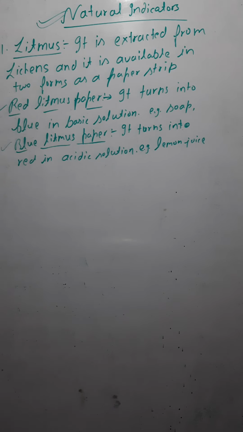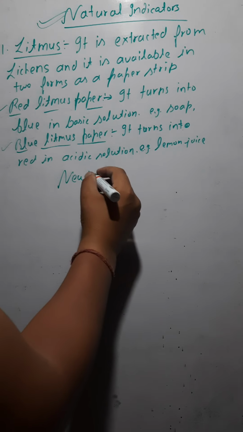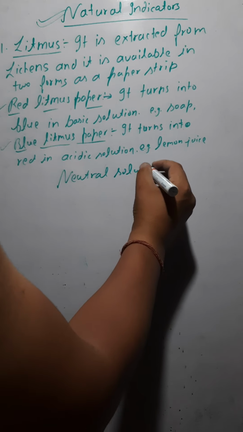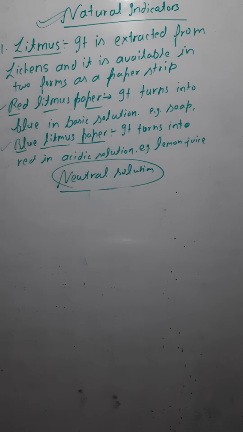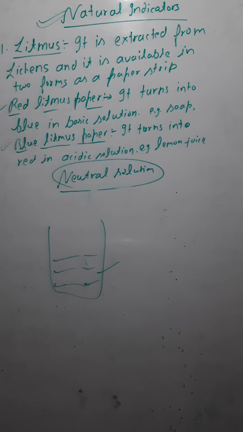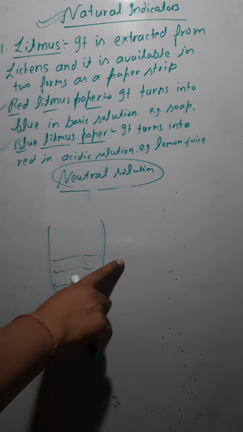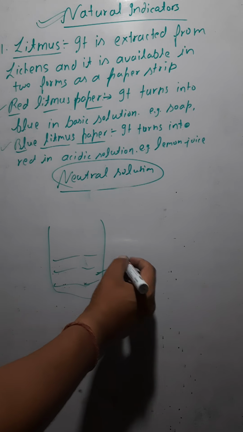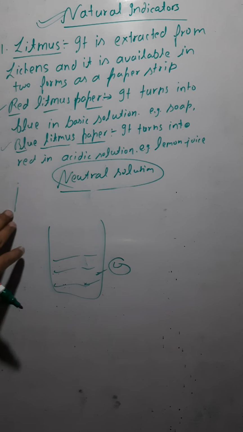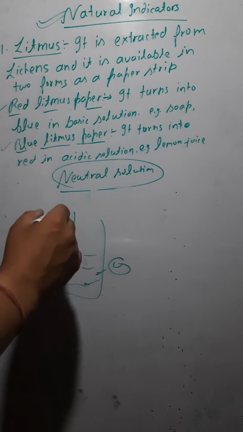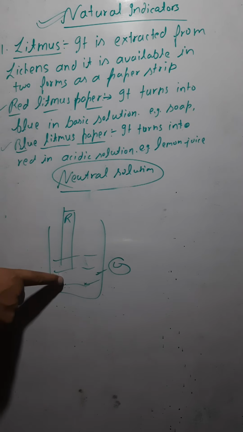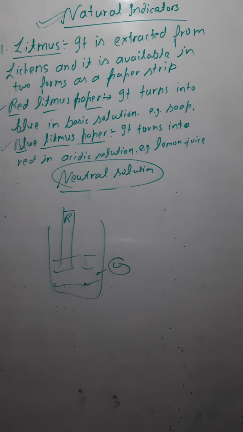Now let me tell you one concept here, the neutral solution. What is a neutral solution? Let's say you have water, only the water that you drink, not lemon water and so on. Take red litmus paper first and dip it in the water. You would observe no change in color. The part inside the water is still red.